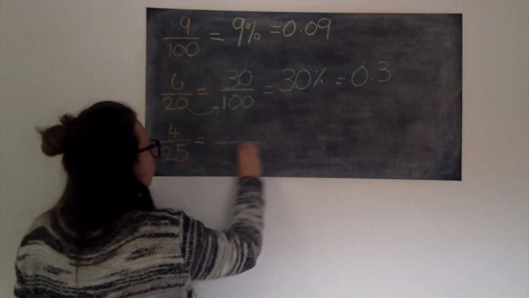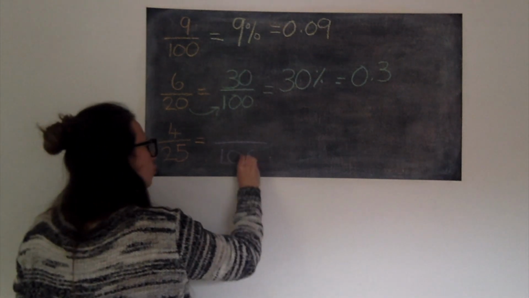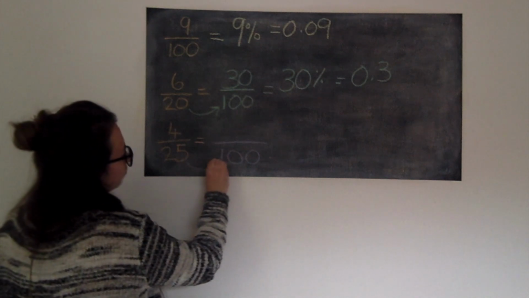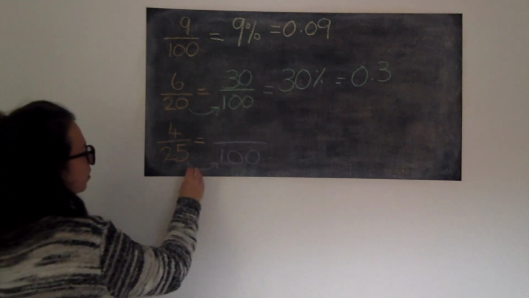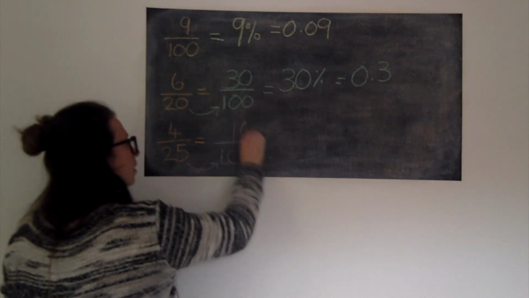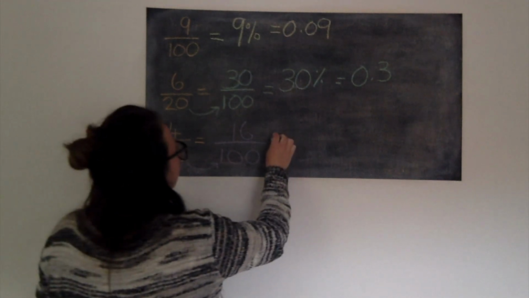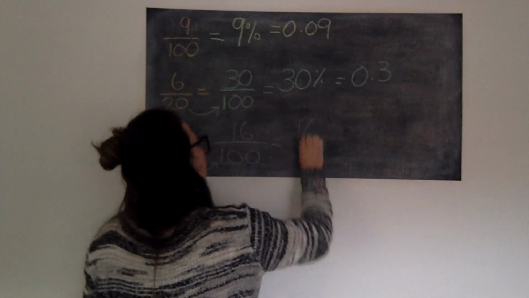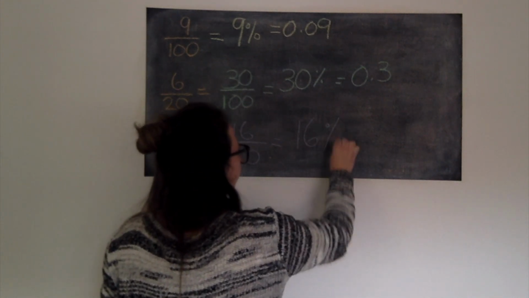And the last one, we've got 4 25ths. So the same as before, I want my denominator to be hundredths. How many 25s are in 100? So I've timesed it by 4. The same to our numerator, that gives me 16 hundredths. So as a percentage, that's 16%.